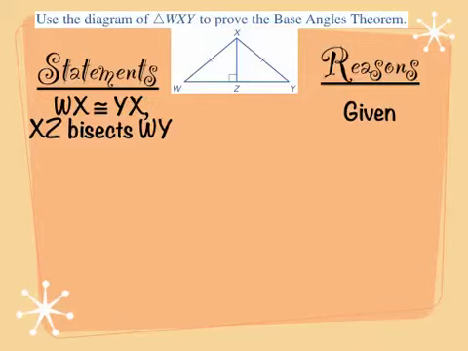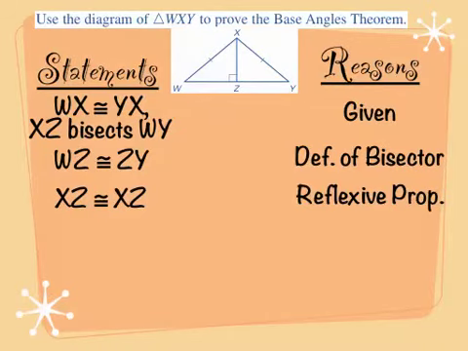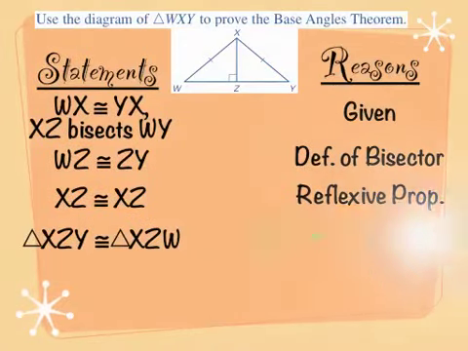If you notice, if XZ is bisecting WY, we can say that WZ is congruent to ZY because of the definition of bisector. You can also say that XZ is congruent to XZ because of the reflexive property of congruence. And if we have all three of those sides congruent to each other, then we can say that the two triangles are congruent because of the side-side-side congruence theorem.